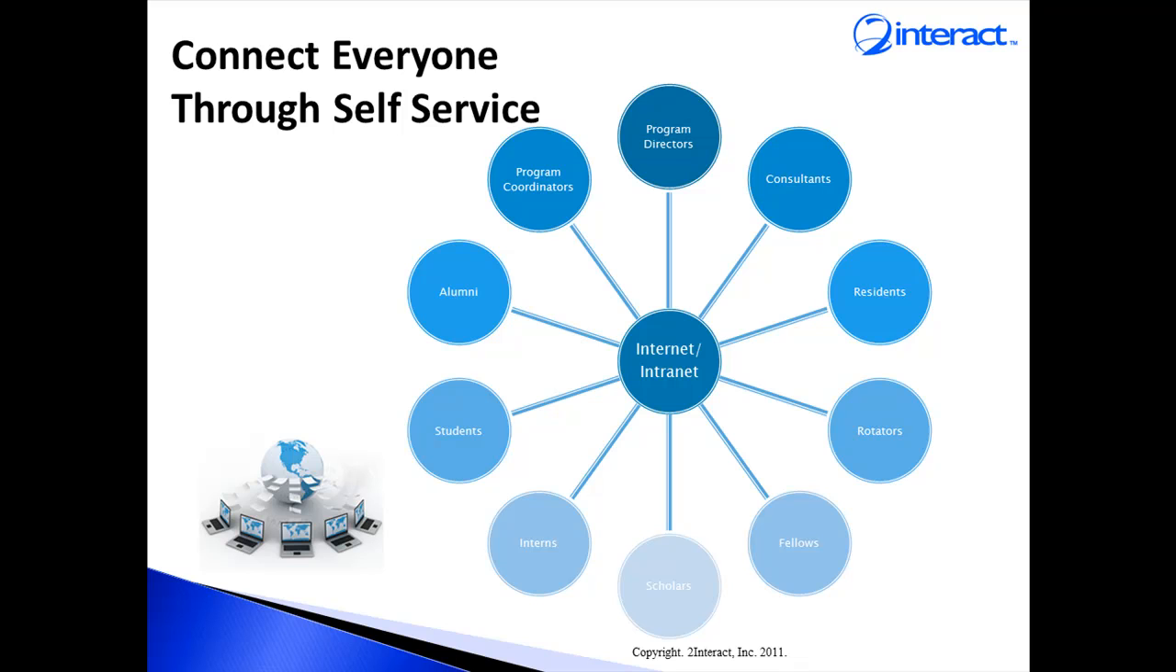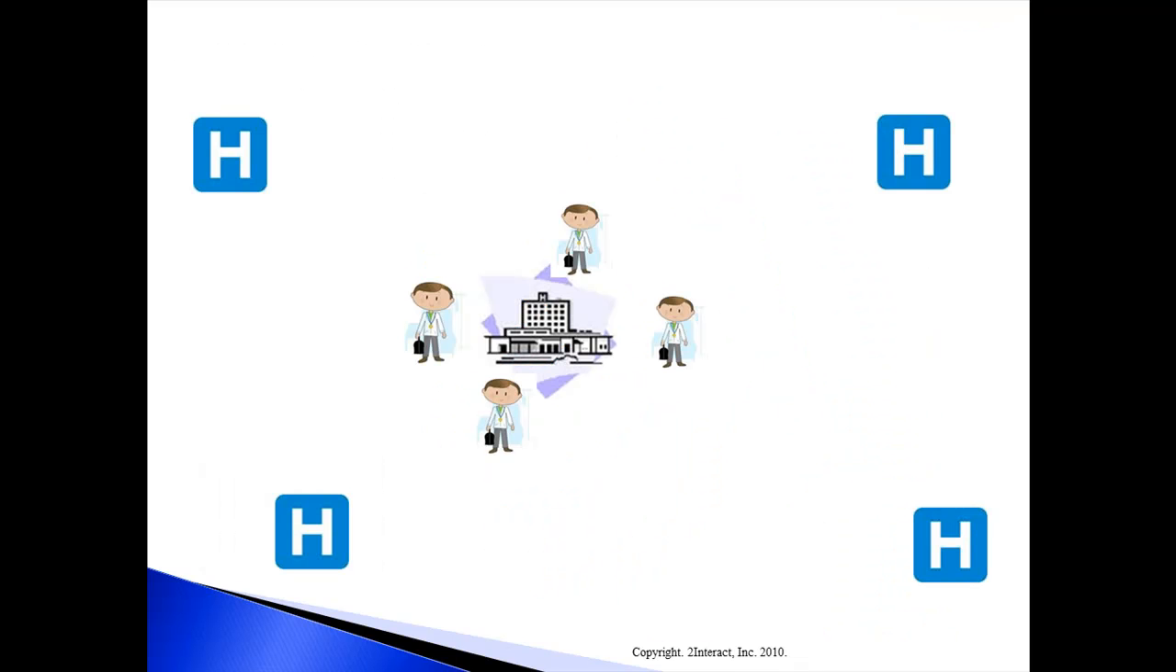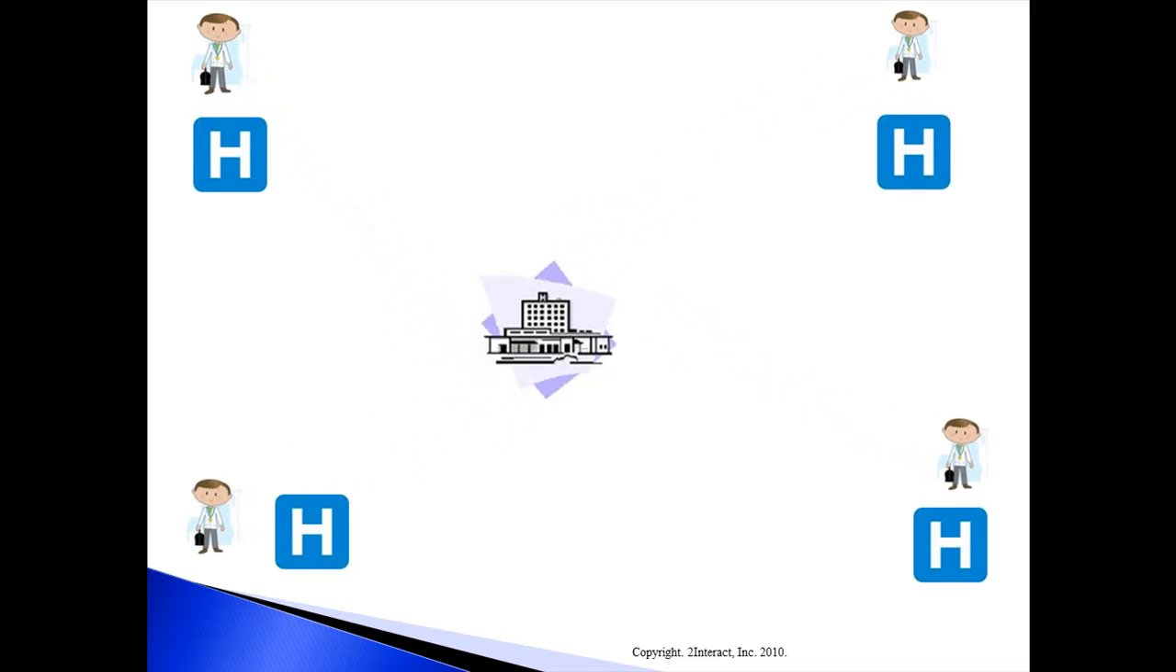One of the key advantages of Interact's iResidency module is how it connects everybody in the organization within the residency program, starting with the program directors and the consultants, and obviously the residents, any external rotators, fellows, scholars, interns, students, alumni, anybody, including the program coordinator. Anybody can be given access to a portion of the system so that they can manage the data that is relevant for them. Interact's iResidency also supports multi-locations, meaning that your residents can go for rotations in other locations.